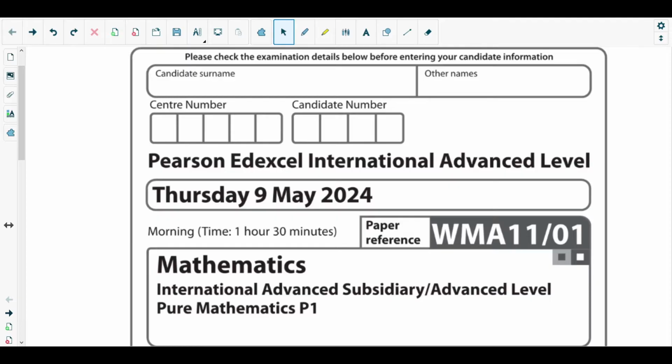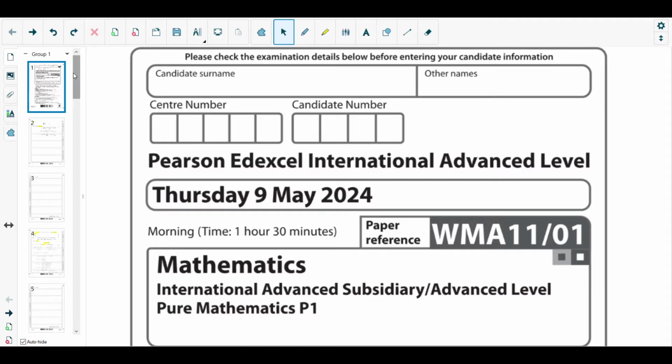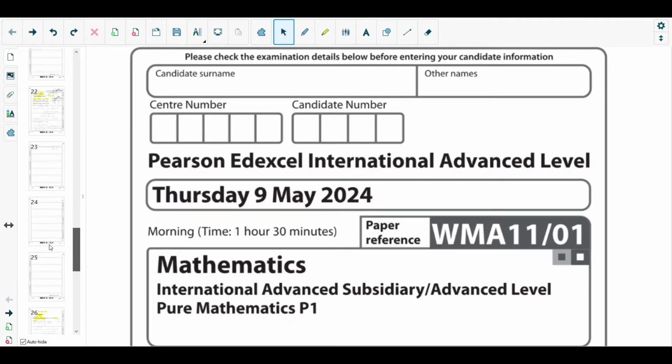So in this video we will be solving question number 11. That is the last question from May 2024 P1 paper. So let's see what the question number 11, the last question of this paper, is about.